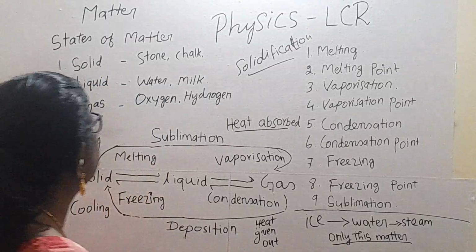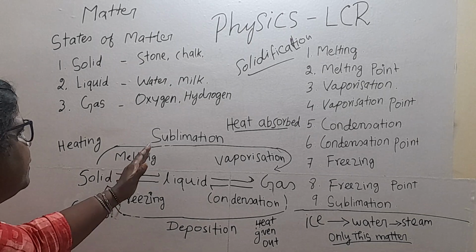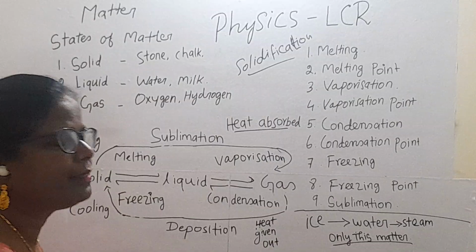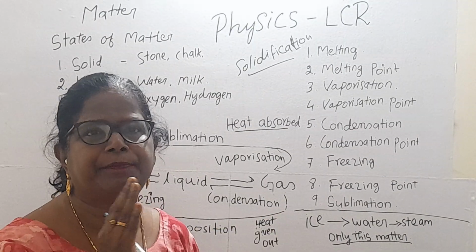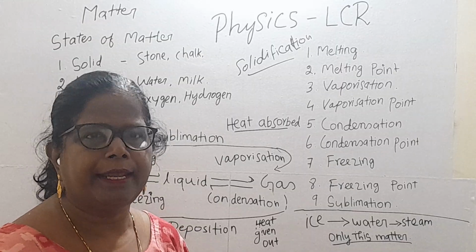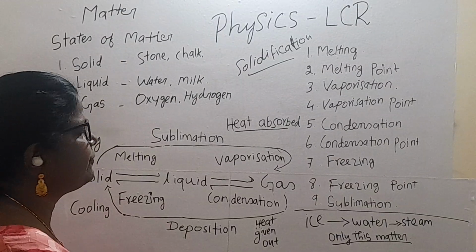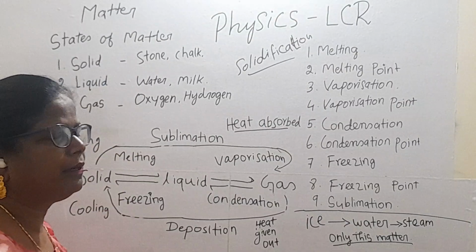So this is about the state of matter. When melting, vaporization, evaporation, sublimation, freezing, all the processes take place at a constant temperature. Constant temperature means a particular temperature at which it takes place. Okay, this is about change of state of matter.